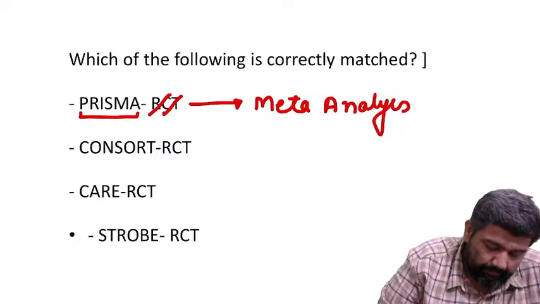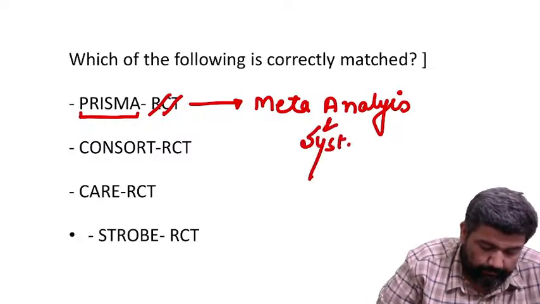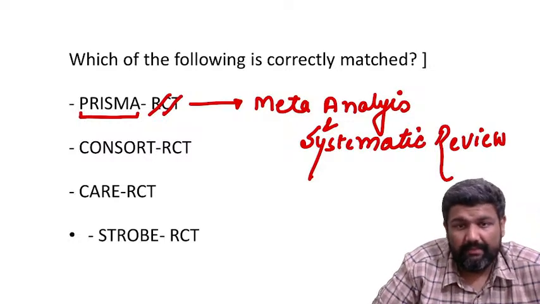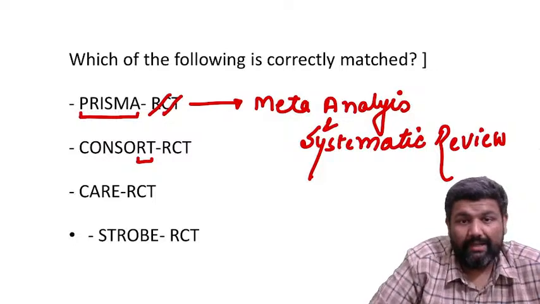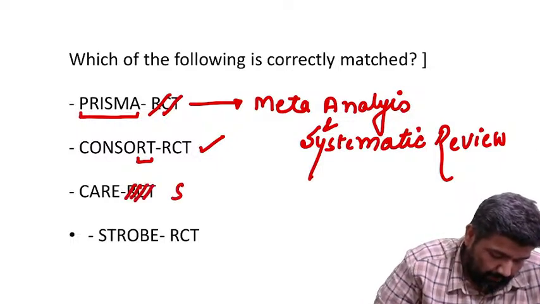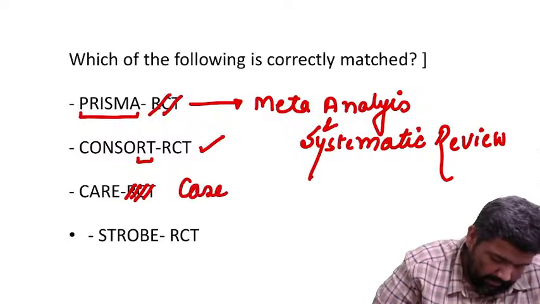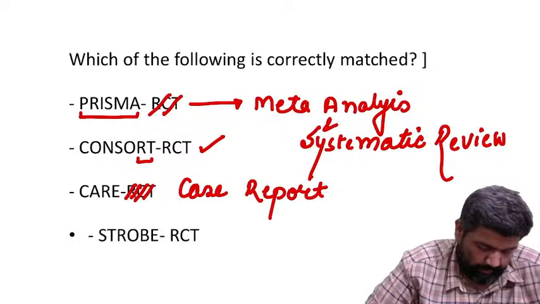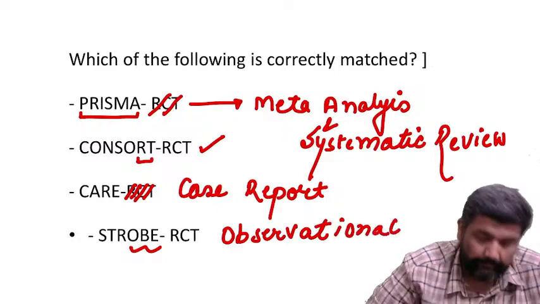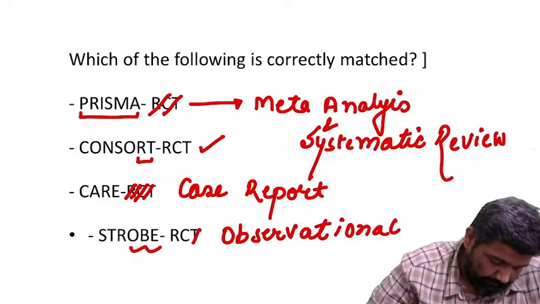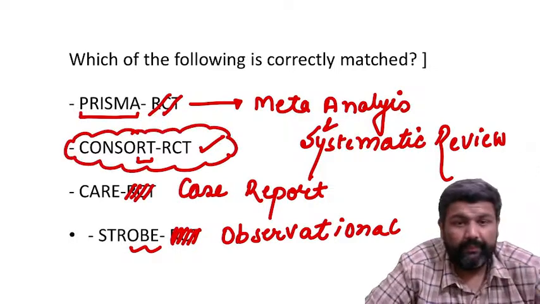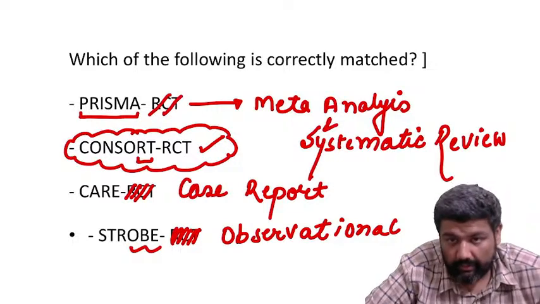Meta-analysis and systematic review. CONSORT means RCT. CONSORT guidelines are for RCT. CARE guidelines are for case reports. STROBE guidelines are for observational studies. So here the best answer is CONSORT guidelines.